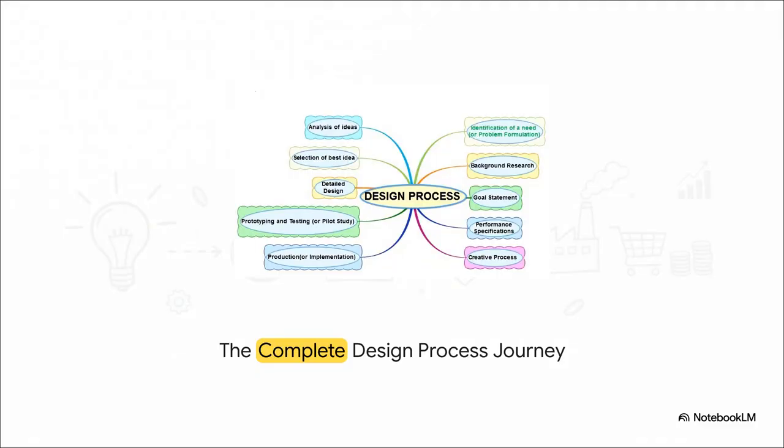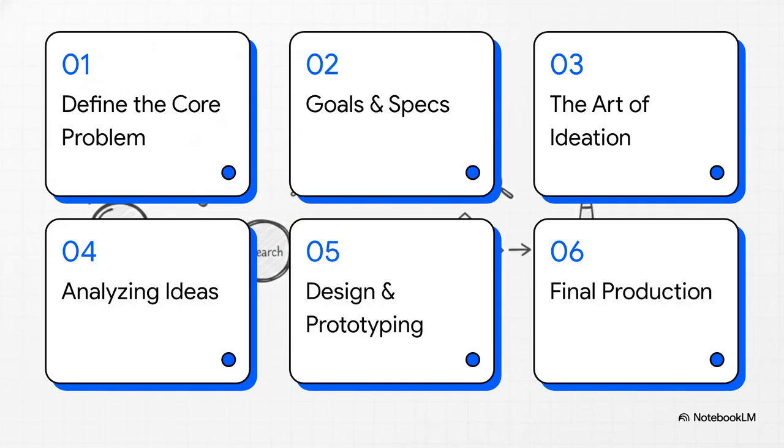So here is our complete journey for today. Dr. Ampadu's design process kicks off with identifying a need, wraps around through research, ideation, and design, and finally lands on full-scale production. It's a highly structured loop, and we are going to trace this exact path, step by step, to bring our imaginary lawnmower to life. To make this 10-step process super easy to digest, we've chunked it into 6 distinct phases: defining the core problem, setting goals and specs, the art of ideation, analyzing ideas, detailed design and prototyping, and finally, implementing production.